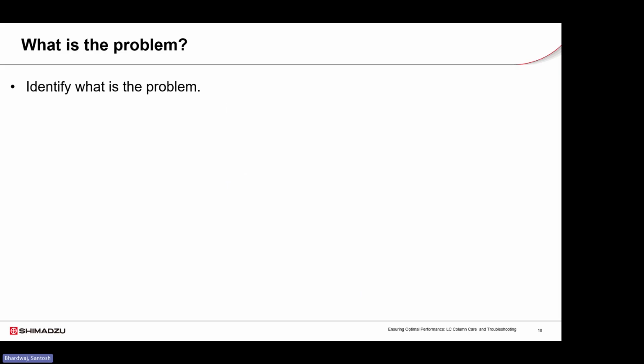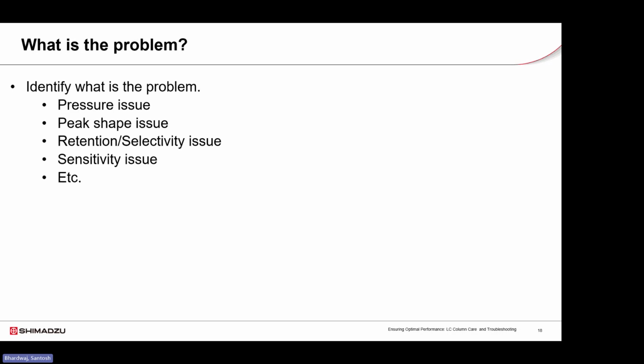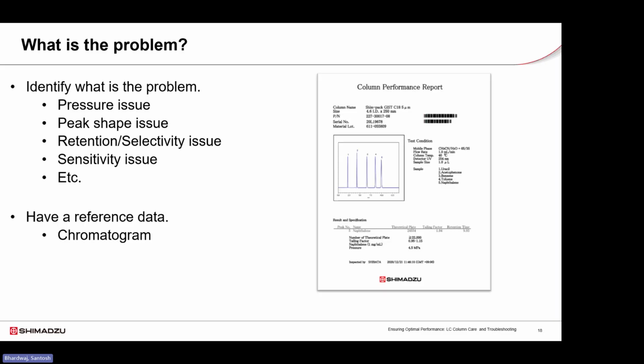Regardless of the approach you are taking, the first step to troubleshooting would always be to identify the problem, whether it is a pressure issue, peak shape issue, retention time change issue, or sensitivity issue. You have to first identify what is abnormal, and to do that you need to know what is normal. The best way to do this is to have a reference, for example an analysis chromatogram from a standard method. This allows you to compare current results and clearly identify what has changed or gone wrong.